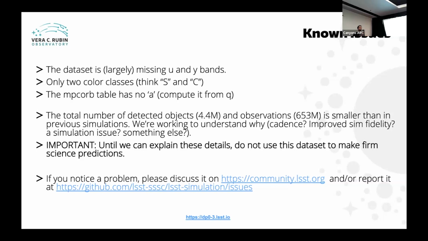The MPC orb table, that's one of the tables in the database, does not have a semi-major axis entry. So this is more of an annoyance rather than a real miss. You can compute it from q: take q and divide it by 1 minus eccentricity. But this is something that we're going to add. This is one initial piece of feedback. And then the most interesting bit is that the number of total detected objects is about 4.4 million, and the number of observations is smaller than previous simulations. So we're trying to understand why.